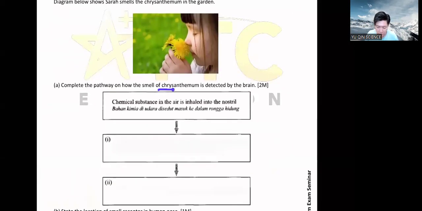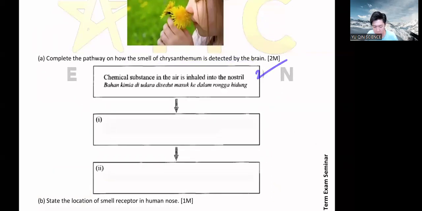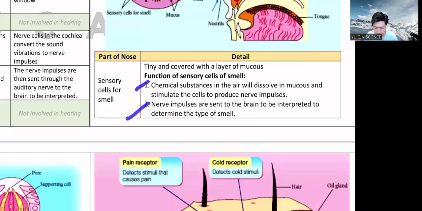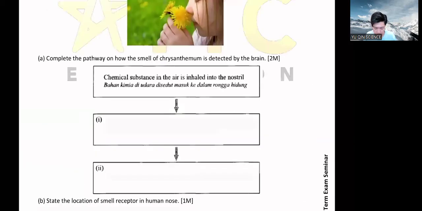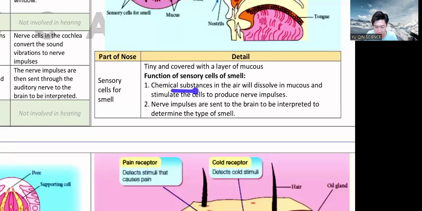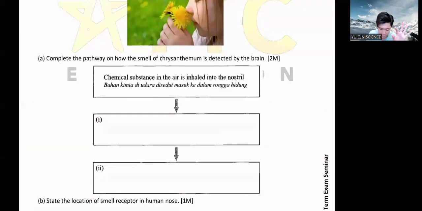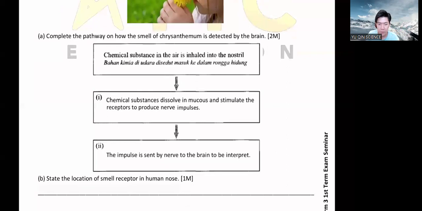Okay, complete the pathway. So chemical substances in the air. Whatever is left over, from here. The question says: chemical substance in the air inhaled into the nostril. Then we can straight away continue from here. Chemical substances will dissolve in the mucus. Remember, the chemicals stick to the upper part of your nose, dissolve in the mucus, stimulate the receptors to produce nerve impulses. That's your second box. Then the third box: the nerve impulses are sent to the brain, and you can determine the smell. But it looks like a lot to write, so we can cut short a bit. Simplify a bit.